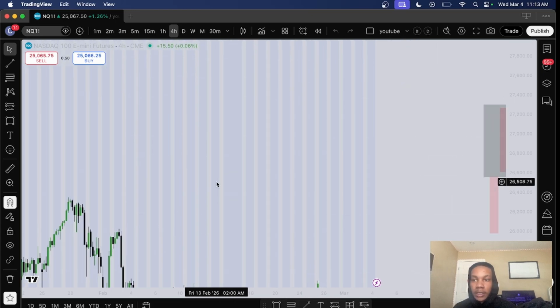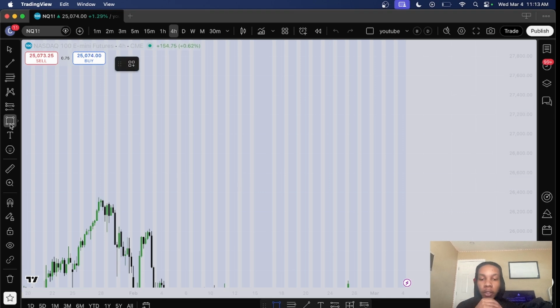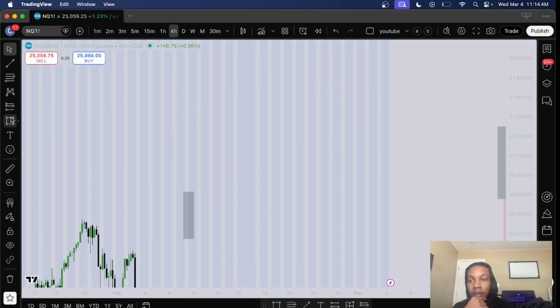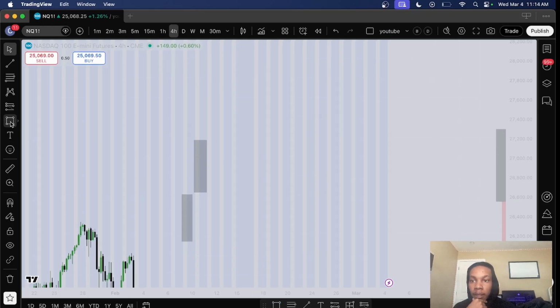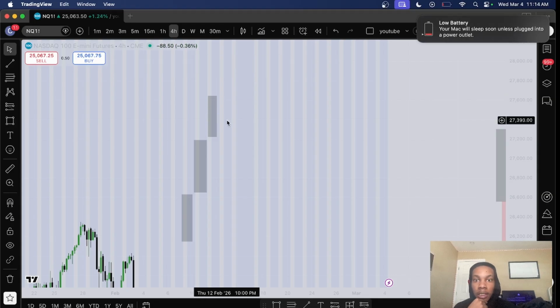So, what is a fair value gap? A fair value gap is a series of three or more candles that represent an imbalance in the market. Okay, so I will show you what it looks like in visual representation. It doesn't look too hot over there, so we're just gonna keep it like this. A series of three or more candles, but for right now, we'll just go for three.